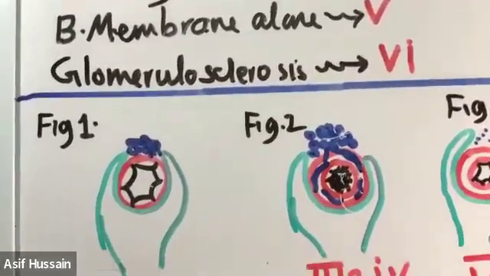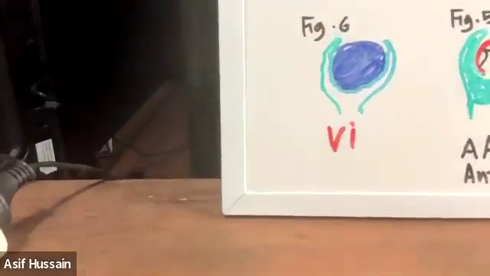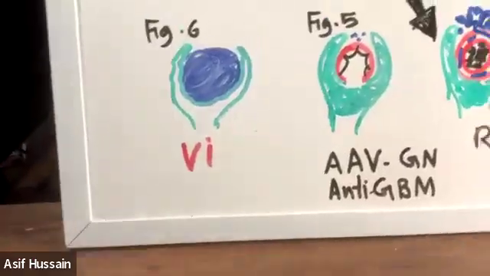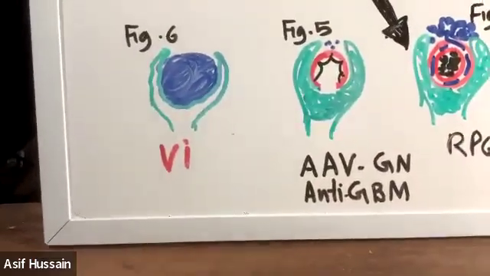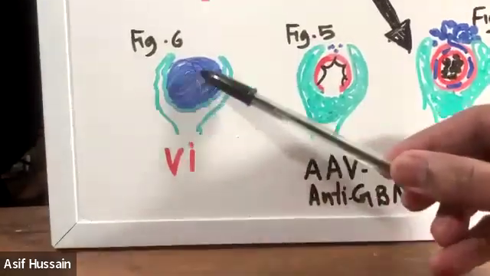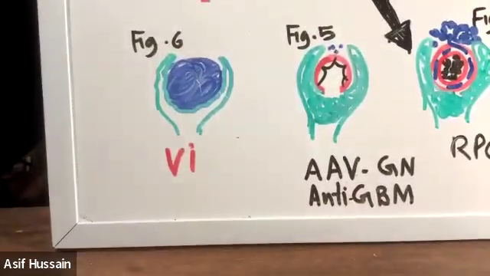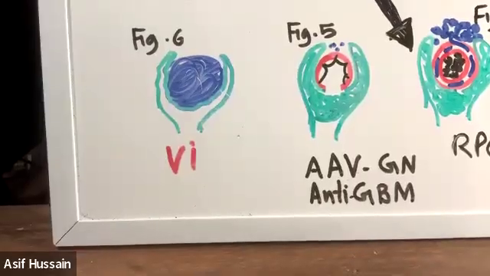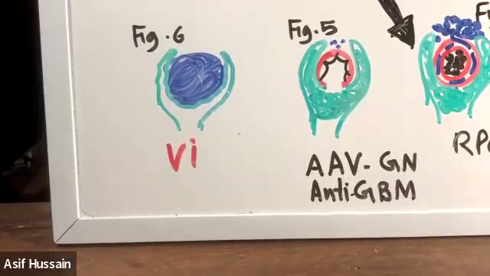Stage 6 is diffuse glomerulosclerosis, the end result of the disease. Look at figure 6, which is here. The whole of the glomerulus is basically fibrosed now. There are no capillaries, nothing else left. That's stage 6, the advanced stage of the glomerulonephritis.